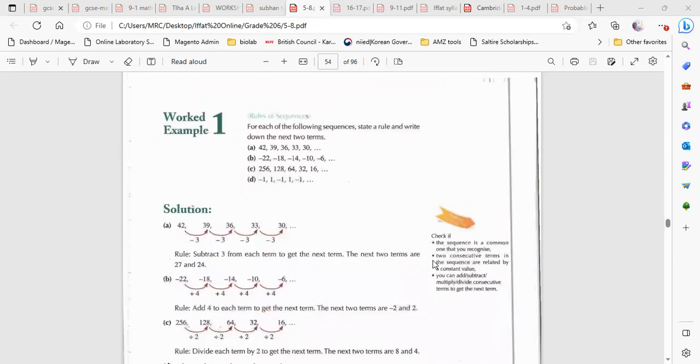Now we have a worked example. For each of the following sequences, state a rule and write down the next two terms. Here we have the sequence 42, 39, 36, 33, 30 and so on. So the sequence is decreasing. What is decreasing from these two terms? You can find it is minus 3. Because when you subtract the first term from the second term, you will get your answer with a minus sign. 39 minus 42.